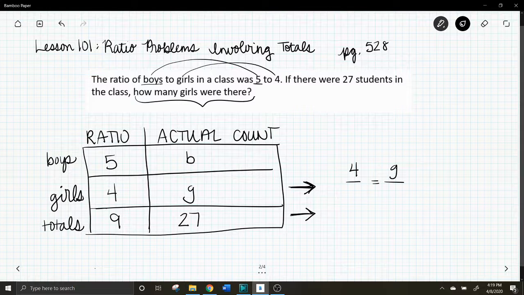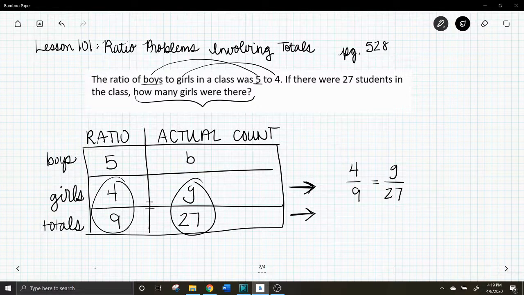And my bottom row is going to become the denominators of my proportion. So it's sort of set up like a fraction already. 4 is to 9 as G is to 27. So what we're going to do is solve this proportion. Does anyone remember how to solve proportions?